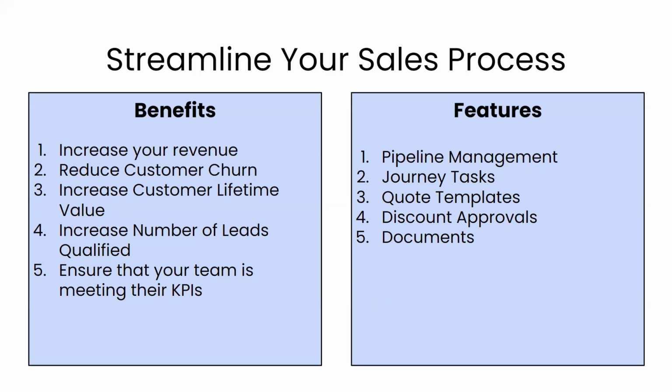The fifth one is ensuring that your team is meeting their KPIs. This is maybe due to making sure they're making their phone calls, or that they're making more phone calls or reaching out to more leads or closing more deals. Streamlining your sales process allows them to do so. And there will be 5 features I'll be covering for this stage: pipeline management, journey tasks, quote templates, discount approvals, and documents.